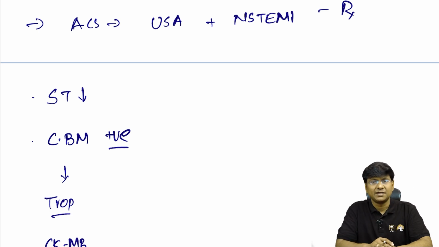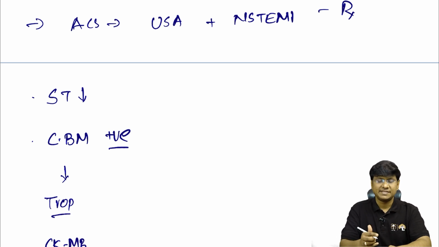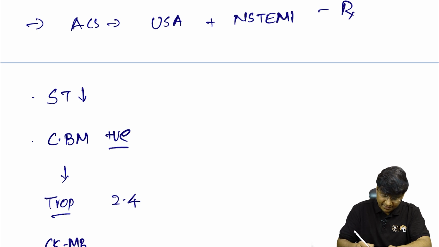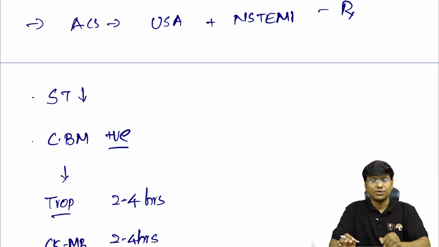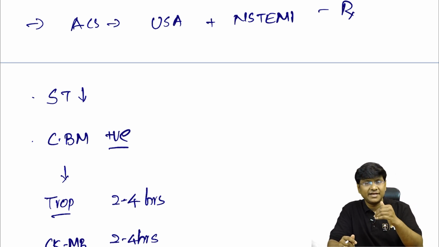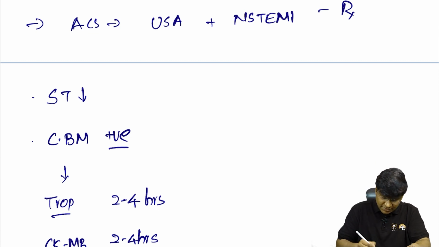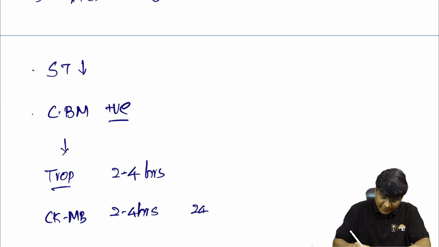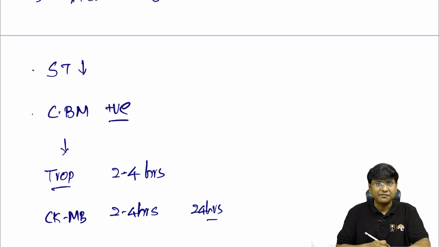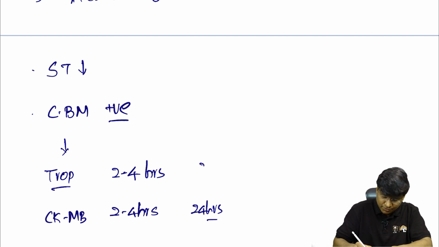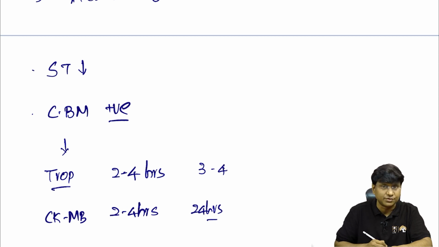So you take this particular troponin. The troponin as well as CK-MB, both of them will appear in the blood after 2 to 4 hours. Okay. And when will they reach the peak value? The CK-MB will reach the peak value within 24 hours, whereas the troponins will reach the peak value by the 3rd or 4th day.